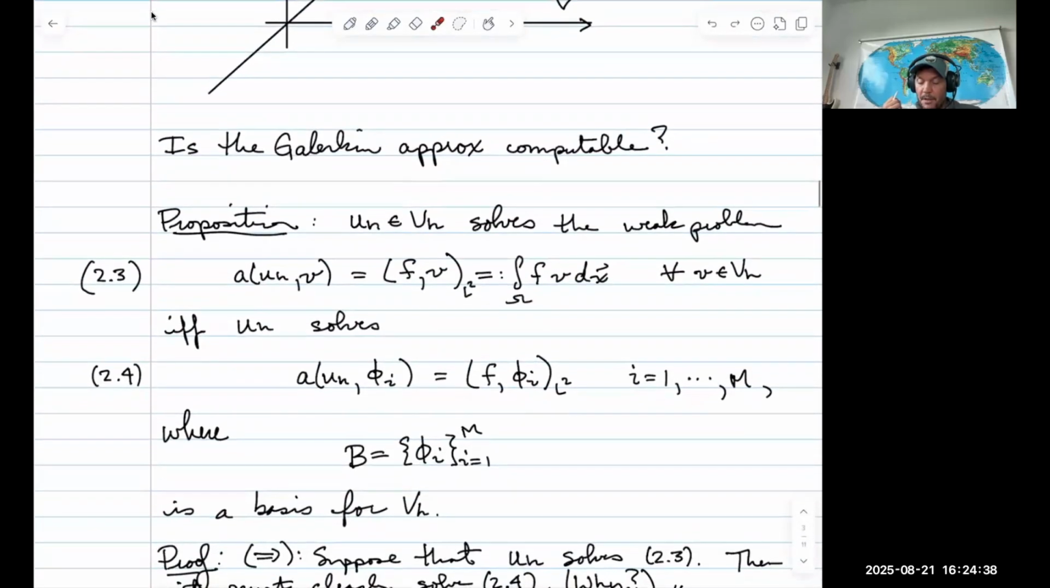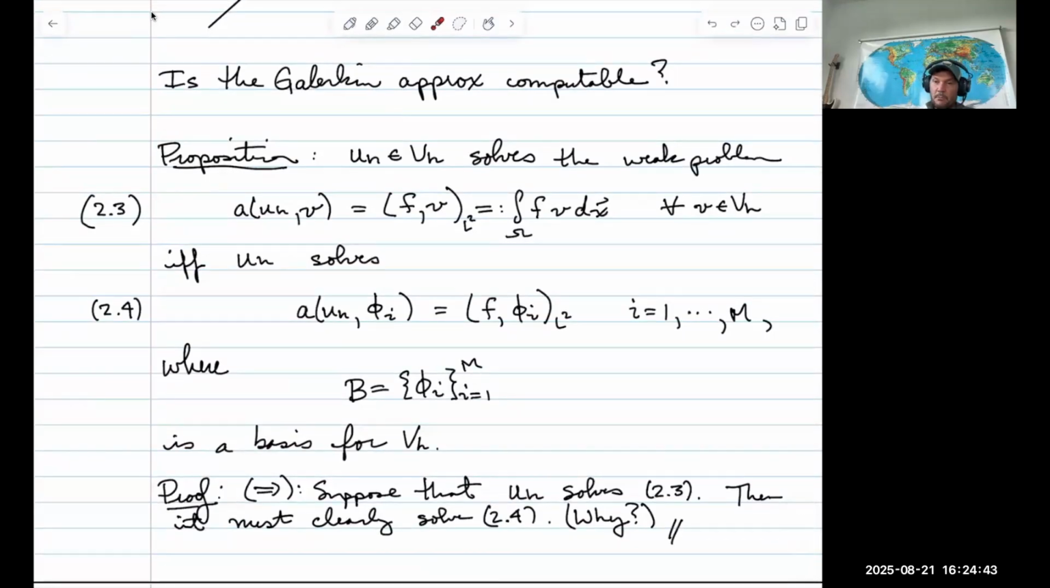So now the next question is, my Galerkin approximation to this model problem, is it computable? What does it look like? To answer that question, let's use a particular basis for our finite dimensional subspace, and let's convert our Galerkin approximation into a matrix problem that we can analyze a little bit more easily. So suppose that u in VH is the Galerkin approximation.